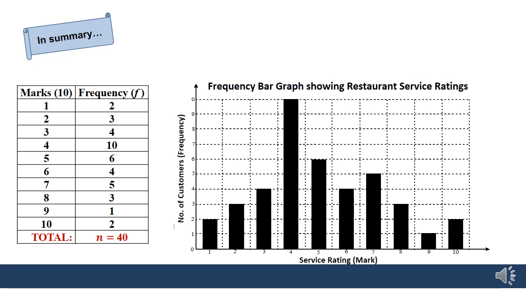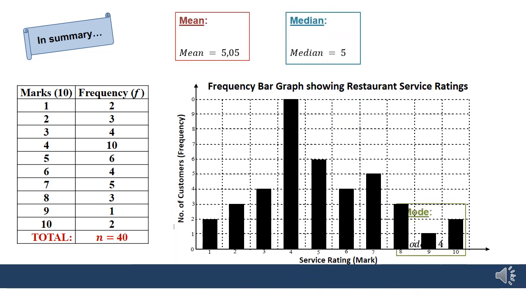So let's look at everything all together and do a little bit of analysis. If you're the owner of this restaurant, you're the one who called for these customer service surveys to be done. And you see that we have a bar graph here. We have a mean of 5,05, median, and mode. Now the maximum score was 10.